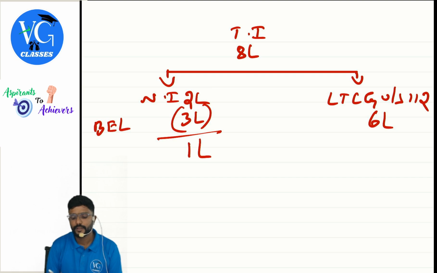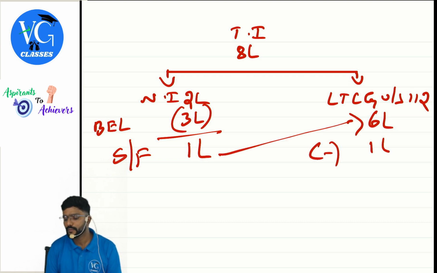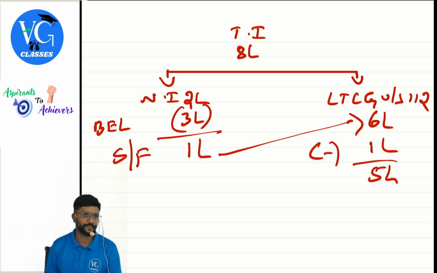3 lakh. What is the shortfall I have? 1 lakh. Can I adjust it against this, sir? Yes. Minus 1 lakh. Only the remaining 5 lakh is taxable. Did you get it? Yes.